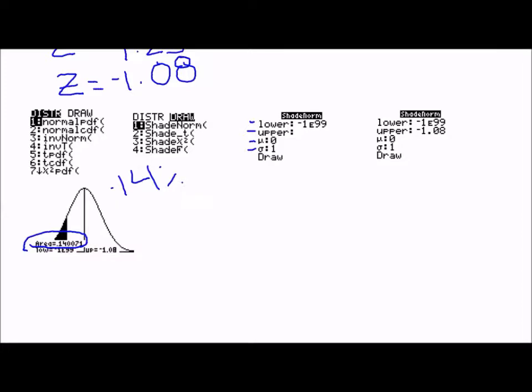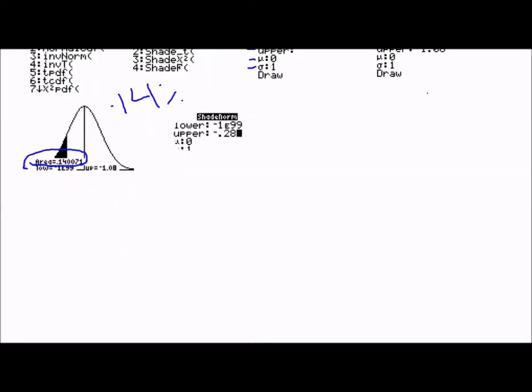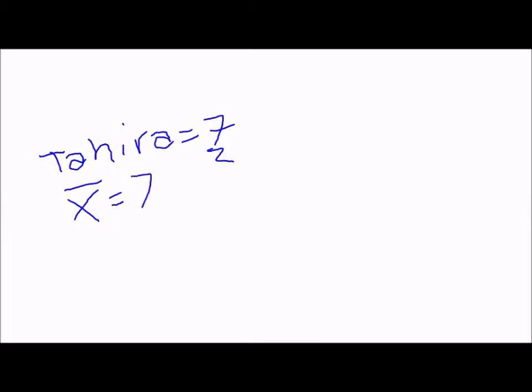So let's do another problem here, one where instead of finding the amount of feet smaller, we want to find the amount of feet that are bigger. Tahira has a shoe size of 7. And so we already know that the mean is 7.35, and the standard deviation is equal to 1.25.